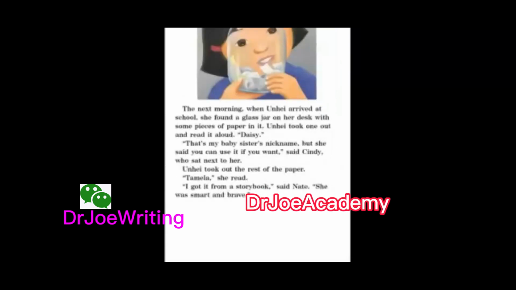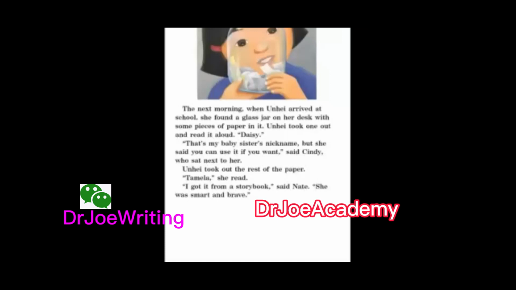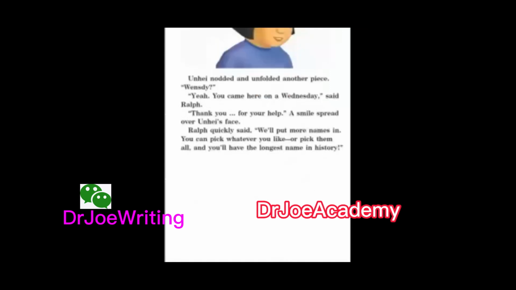The next morning, when Eunhae arrived at school, she found a glass jar on her desk with some pieces of paper in it. Eunhae took one out and read it aloud. Daisy. That's my baby sister's nickname, but she said you can use it if you want, said Cindy, who sat next to her. Eunhae took out the rest of the paper. Tamala, she read. I got it from a storybook, said Nate. She was smart and brave. Eunhae nodded and unfolded another piece.